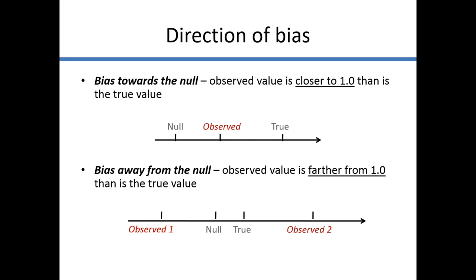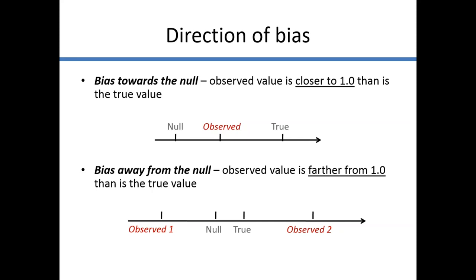The direction of bias. Bias can be toward or away from the null, which is different from saying positive or negative. First, let me say positive or negative. Positive bias: you're taking the true number and you're distorting it higher. So the truth is 1.2 and you say it's 1.3. That's positive bias.